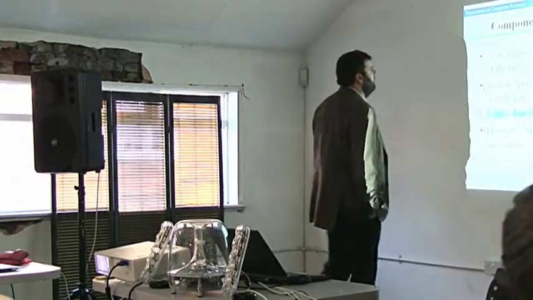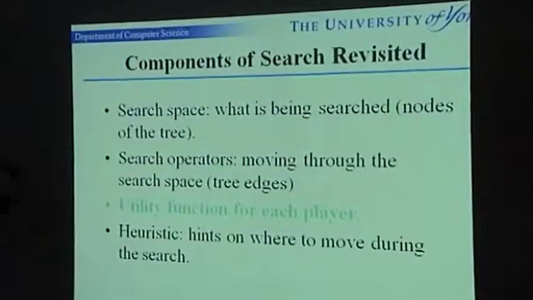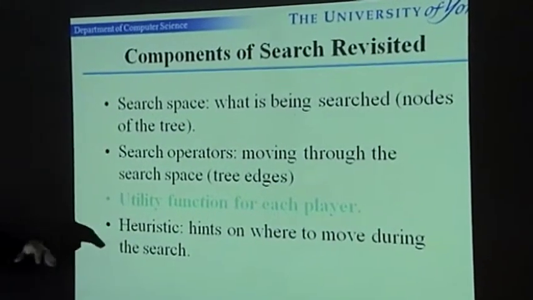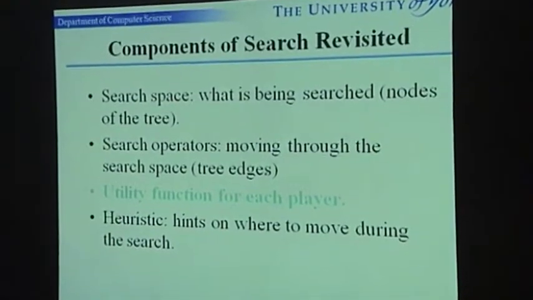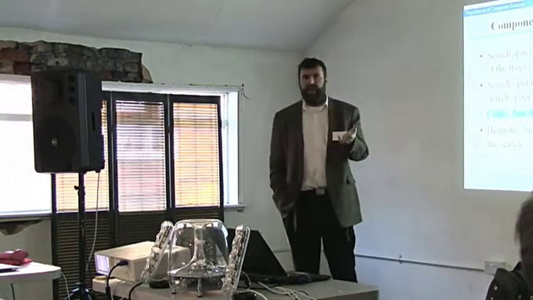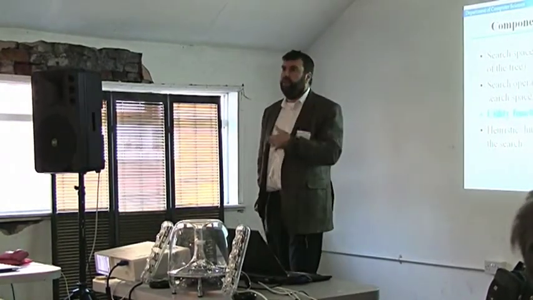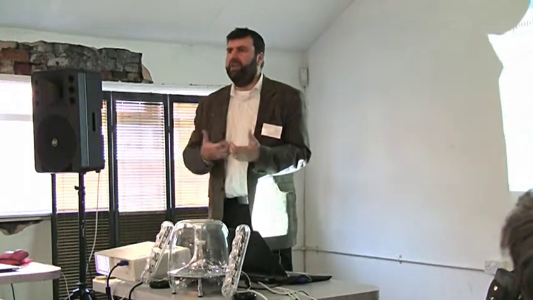So when we now look back at the components of the search, we still have the search space and the search operators and the heuristic as before. Now we need, in addition, a utility function. So a payoff function for each player. That means for the AI, what is the AI trying to achieve, and what is the player trying to achieve, and how do the states, the nodes of the tree, relate to the level of achievement.